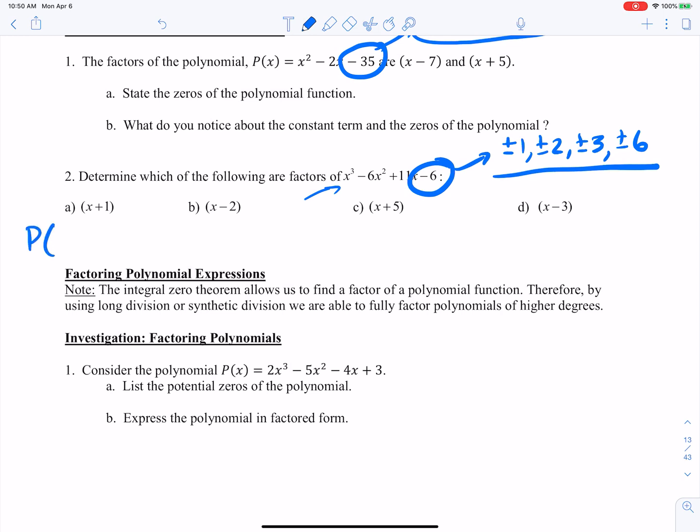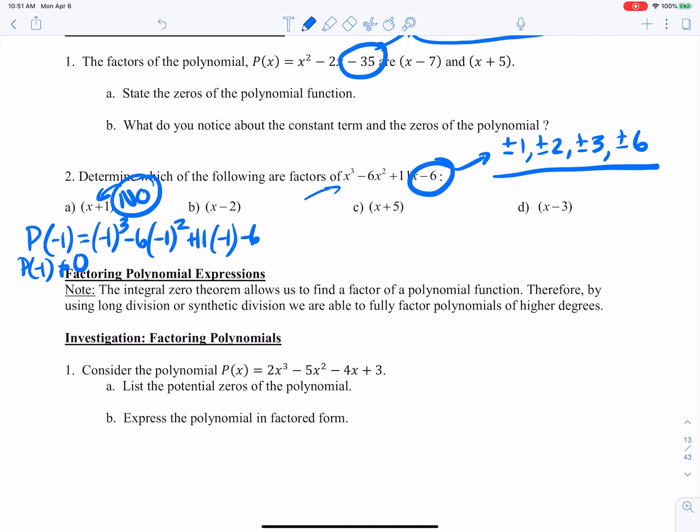So if I did this, p at negative 1 is equal to negative 1 cubed minus 6 times negative 1 squared plus 11 times negative 1 minus 6. I find that is not equal to 0, so no, this is not a factor because p at negative 1 is not equal to 0.